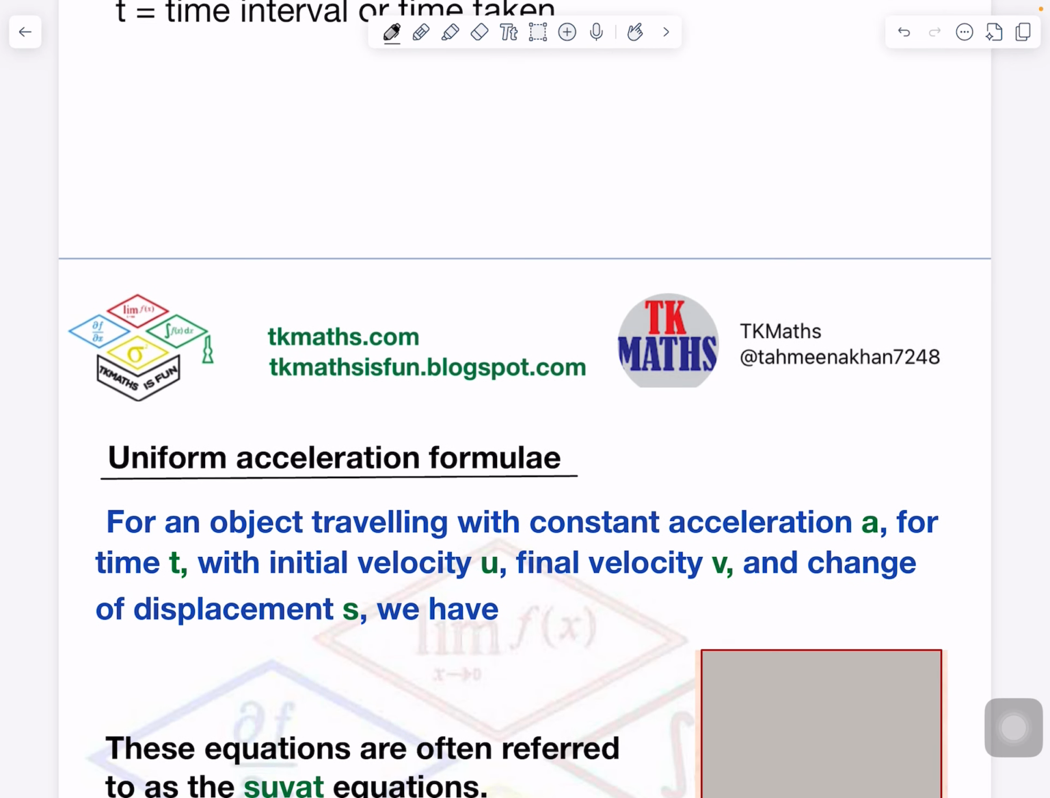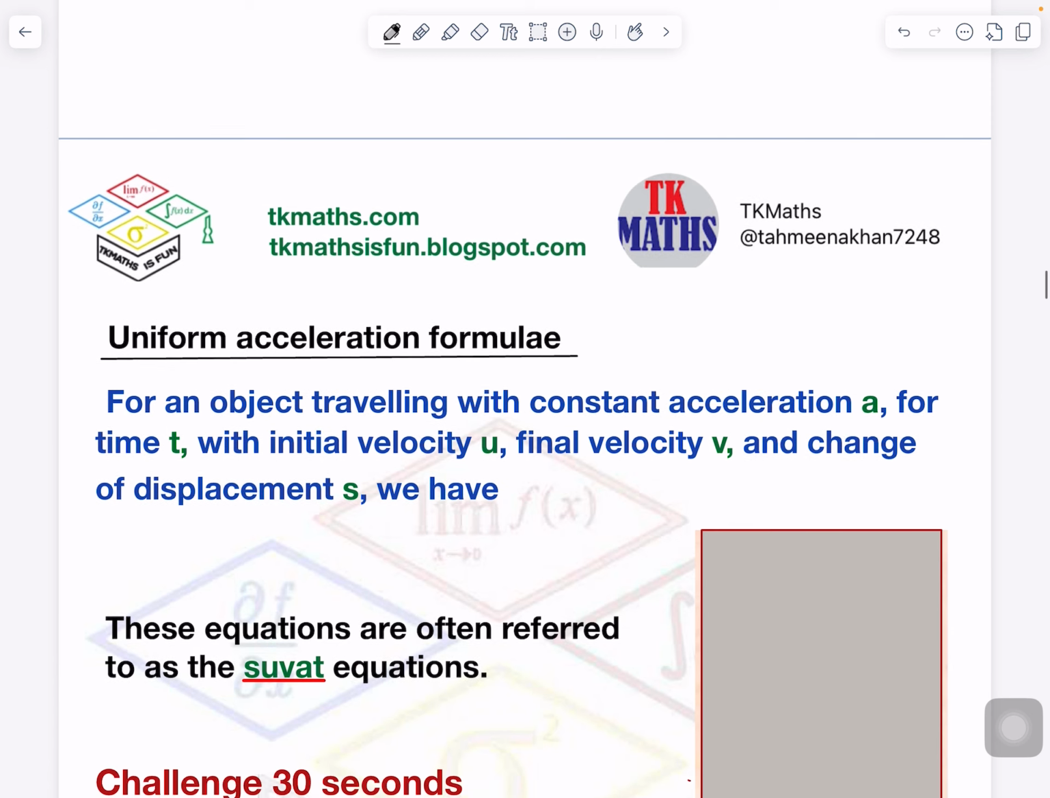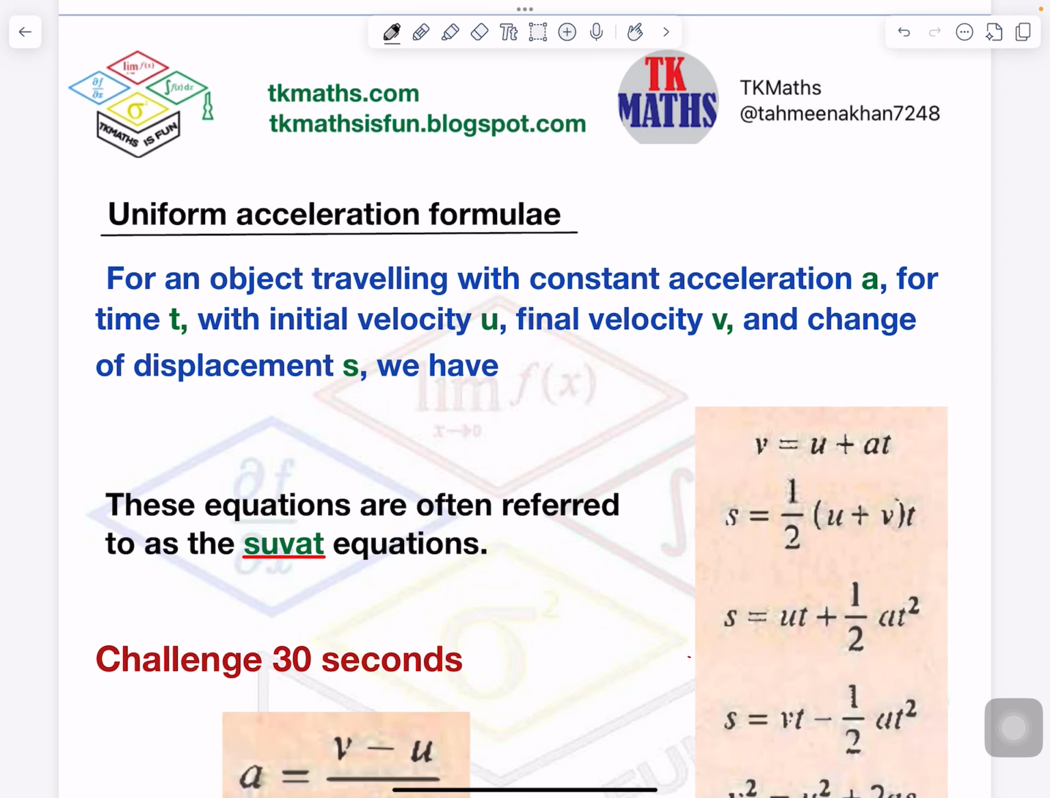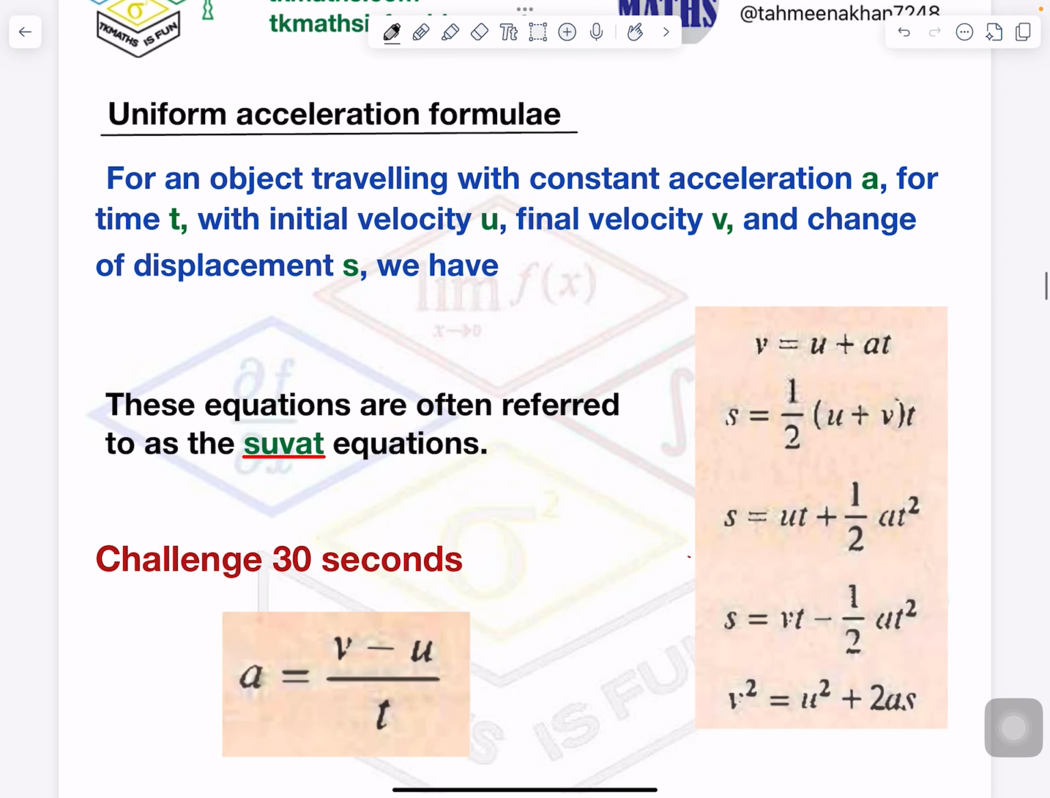So uniform acceleration formulae: there are certain formulae which are known as SUVAT equations, right? And here they are. v equals u plus at, s equals half (u plus v) times t, s equals ut plus half at squared, s equals vt minus half at squared, and v squared equals u squared plus 2as. So these are the equations we use when we solve constant acceleration problems.